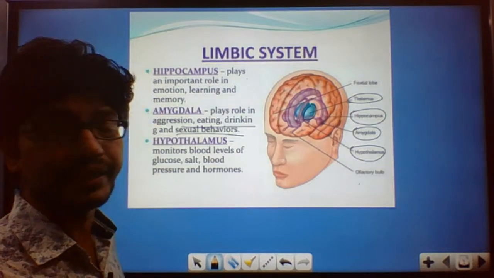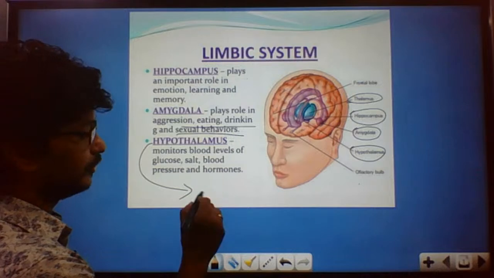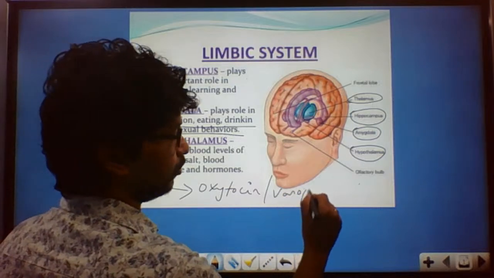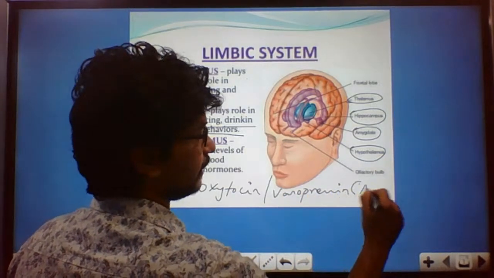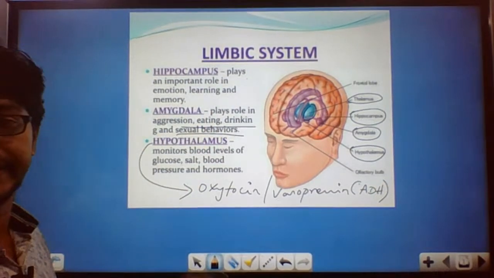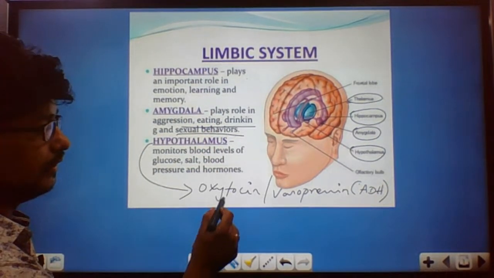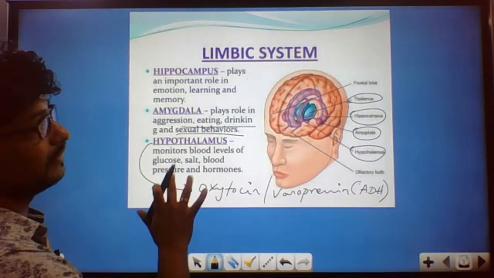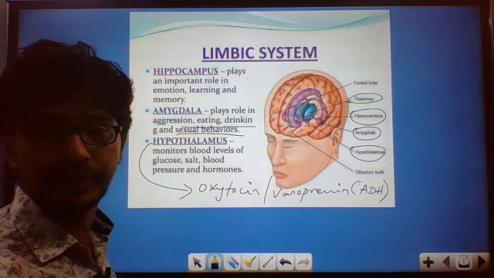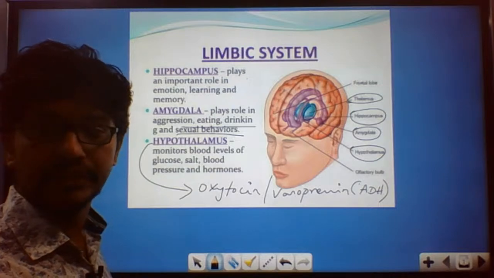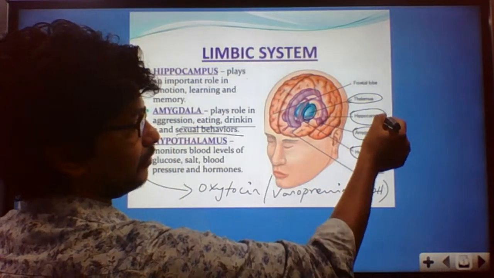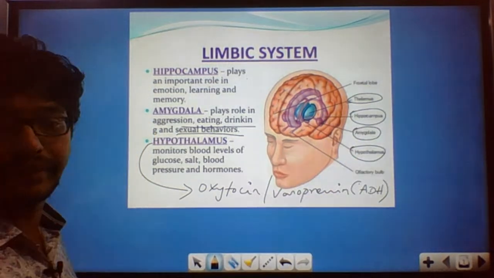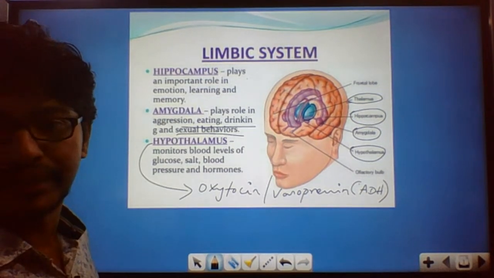this even controls the functions of the pituitary gland. And the hypothalamus is responsible for producing two important hormones that we discussed: oxytocin, that is a birth hormone, and also the hormone called vasopressin. Vasopressin is an antidiuretic hormone. These are the details that we discussed already about the hypothalamus, that is oxytocin and vasopressin. This combined structure we call the limbic system. When we talk about the limbic system, here you could see the thalamus, hypothalamus, and here you could see the amygdala. So the hypothalamus, amygdala, and hippocampus are the main structures that you could see as far as the limbic system is concerned.